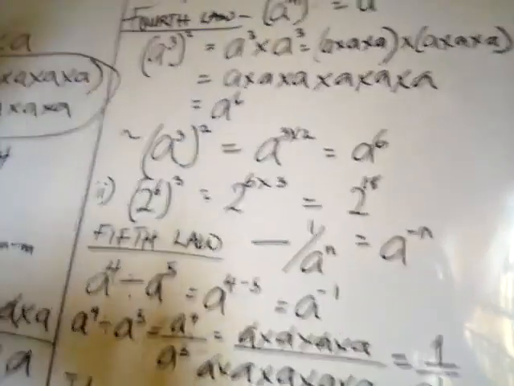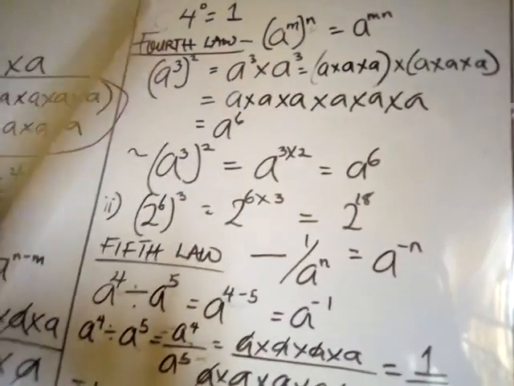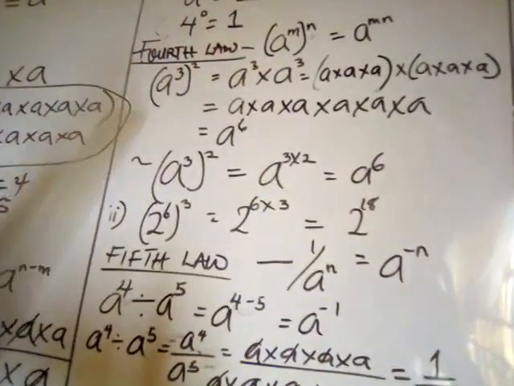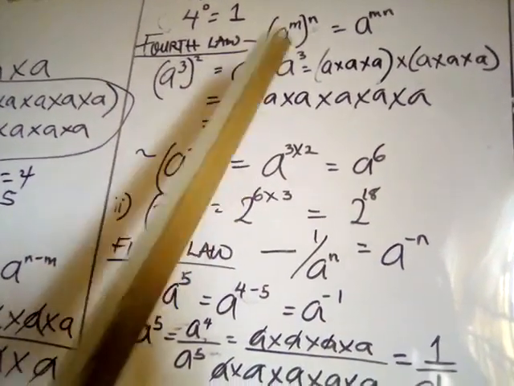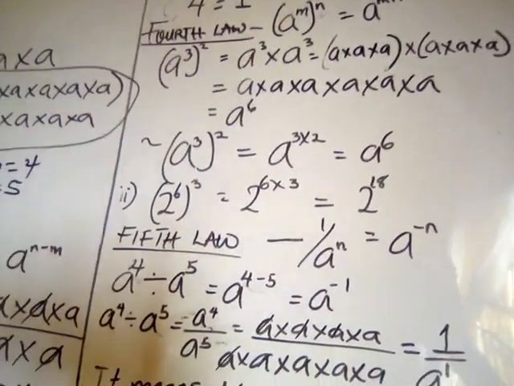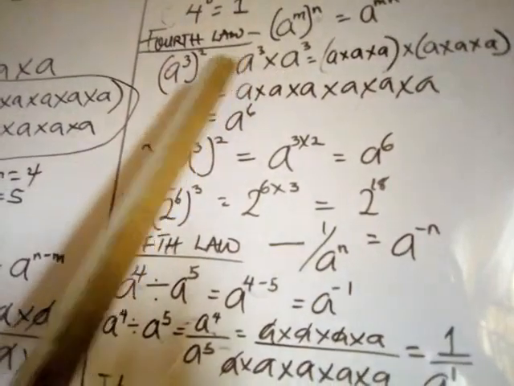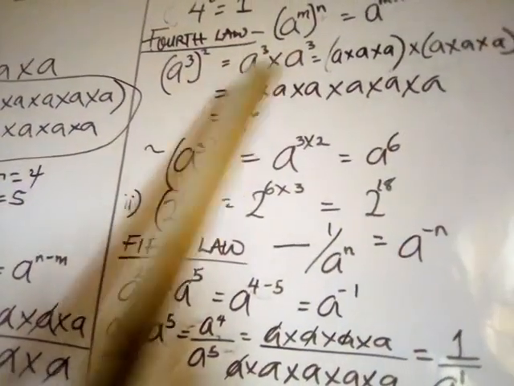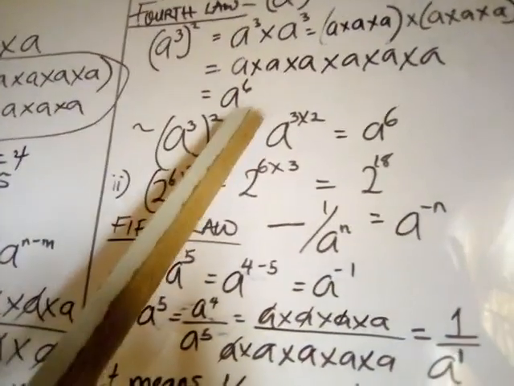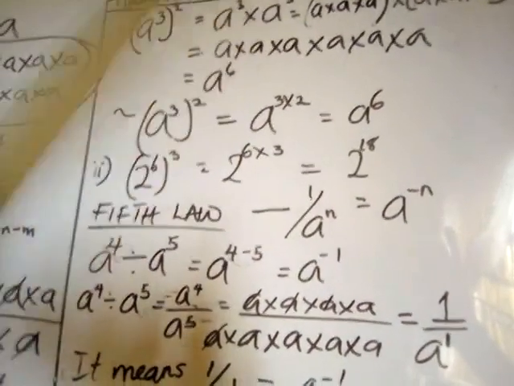Don't forget that I told you that anything raised to this power is saying that we are having this thing 2 times. Even if it's 3 times, we are having this thing 3 times. So since we are having a cubed 2 times, what do we have? a cubed, that means a times a times a, 1 2 3, times a times a times a, 1 2 3. So let's multiply it together: a times a times a times a times a times a. Then we have 1 2 3 4 5 6, so we have 6. So it will now be a raised to power 6.